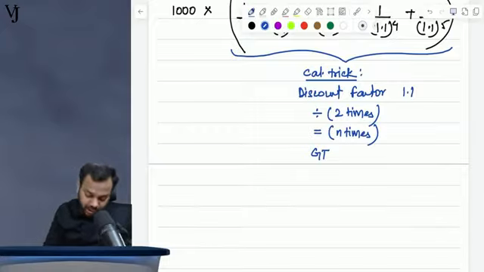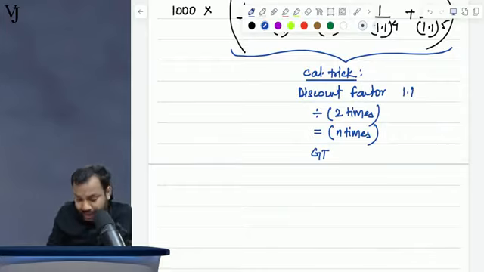This is called GT. Okay. Now, right here, come to the calculator again. 1.1 divided equals, for 5 times, n times. 1, 2, 3, 4, 5. Press GT. And what is the figure that it gives?